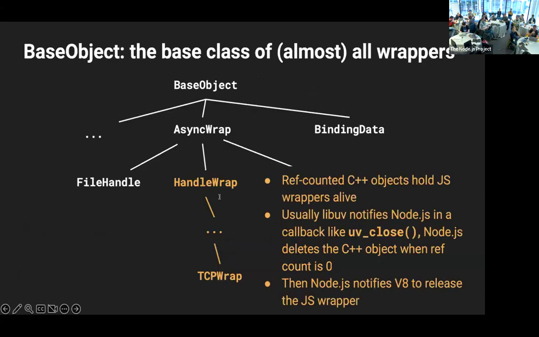We have many different subclasses of BaseObject with different kinds of life cycles. One of the most important intermediate classes is HandleWrap. Their JavaScript wrappers are held alive by C++ objects, and then the C++ objects are reference counted. So usually to release these resources, that's done when libuv notifies Node in a callback, for example, in uv_close, and Node decreases the reference count of that C++ object. And when the reference count reaches zero, Node will then notify V8 to release the JavaScript wrapper, or just delete this thing. For example, the wrapper for TCP connections, TCPWrap, is one of those.